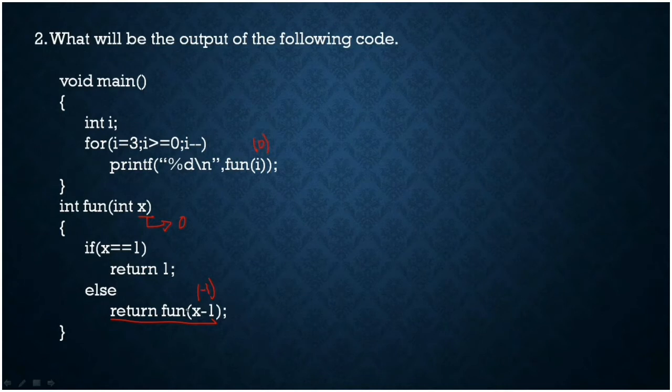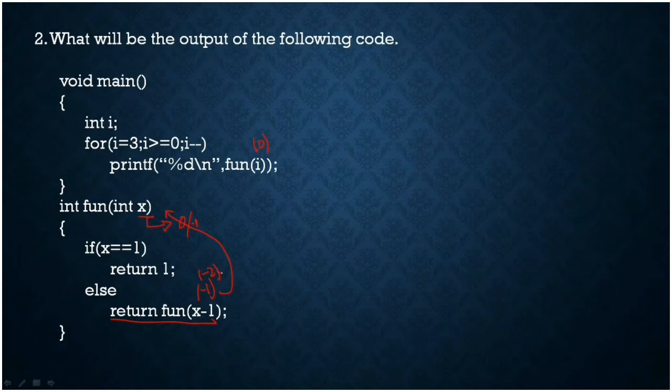Again it will call with fun of minus 1. Again it will go here. Now x contains, after 0, minus 1. Again, is minus 1 equal to 1? No. The condition is false, so the else part will be executed. So again minus 1 minus 1 is minus 2. It will call with minus 2.